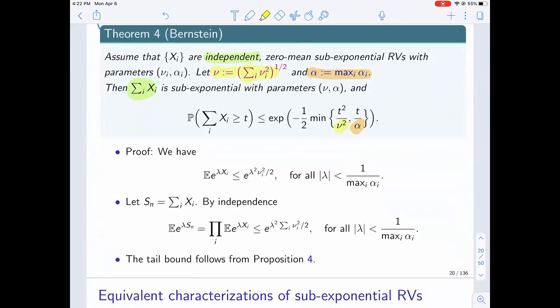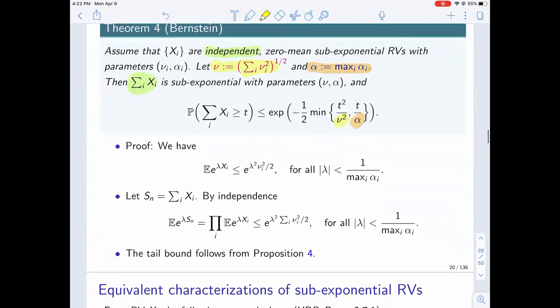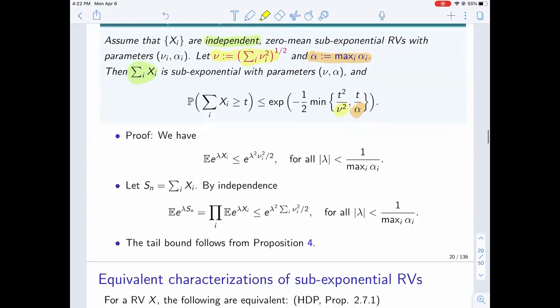So we have this result, which is interesting. The class of sub-exponential random variables is pretty big, and this result gives you a nice tail bound which has these two regimes. And this is very useful.